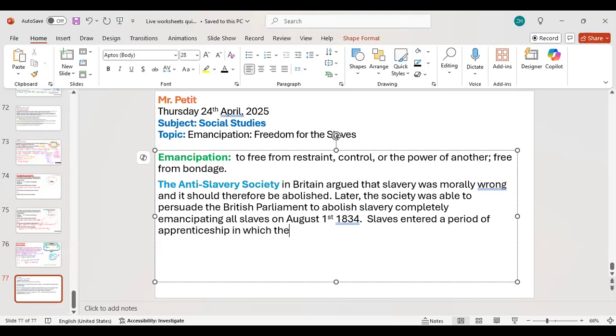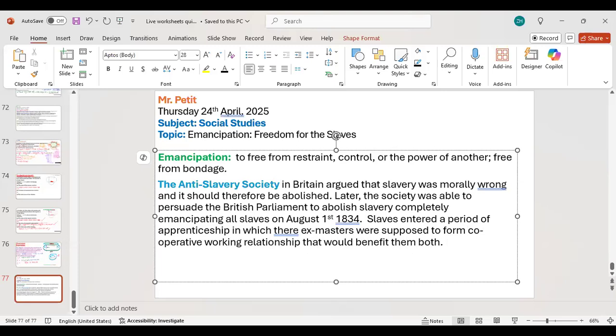in which their ex-masters were supposed, keyword suppose, to do what? To form cooperative working relations that would benefit what? Both parties, right? Would benefit them both.